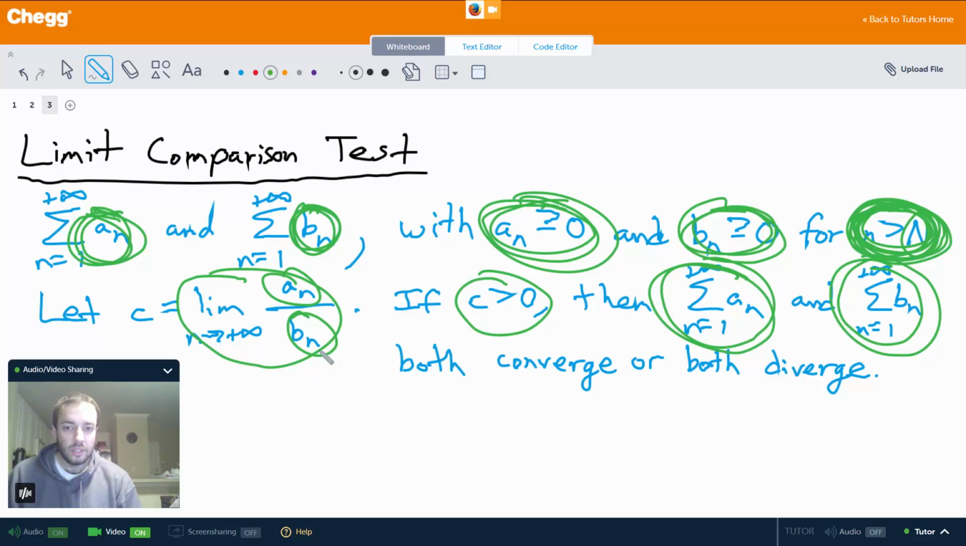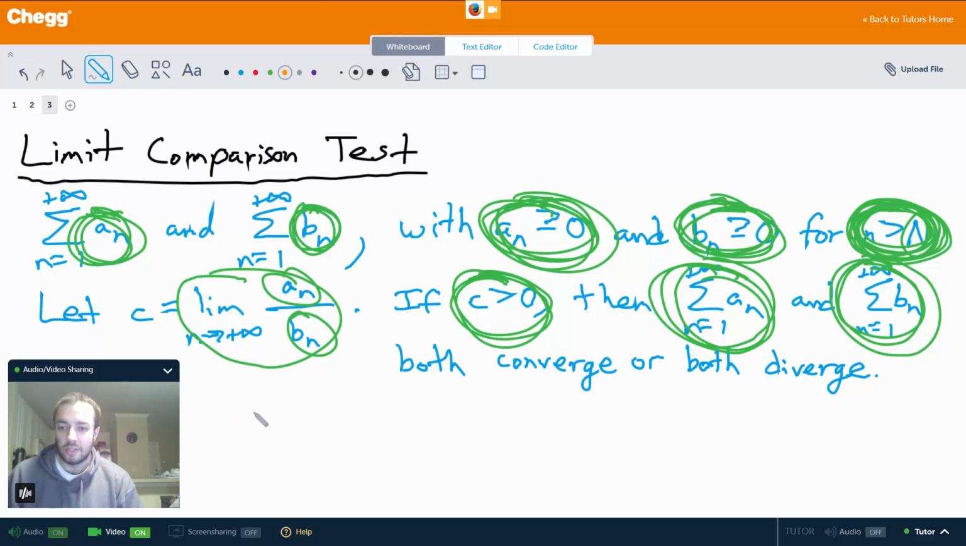Okay? So I want to point out that if c ends up being positive infinity, that doesn't count, because when we say c greater than 0, c has to be a real number. So if c is 0, or if c is positive infinity, then actually the test is inconclusive and you'll have to do something else. But if c is a real number, and positive, which it would have to be because of these conditions here, then the series both converge or both diverge. So enough chit chat, let's see an example.